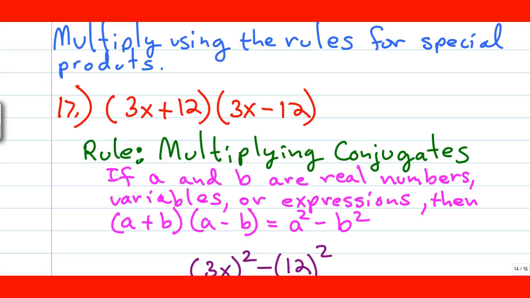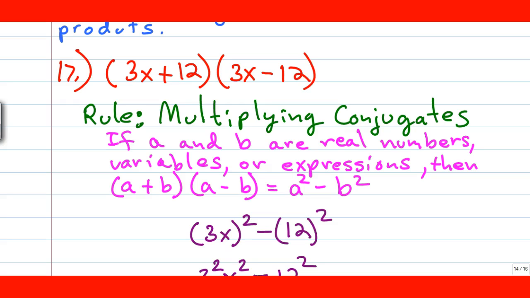Moving on to question number 17. It says, multiply using the rules for special products. Well, when I look at this one, I have a 3x plus a 12 with a 3x minus a 12. These are conjugates to one another. The rule says that when multiplying conjugates, if a and b are real numbers, variables, or expressions, then a plus b times a minus b is going to be equal to a squared minus b squared.